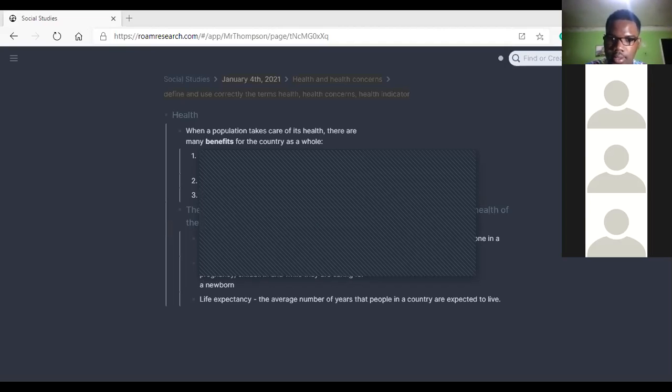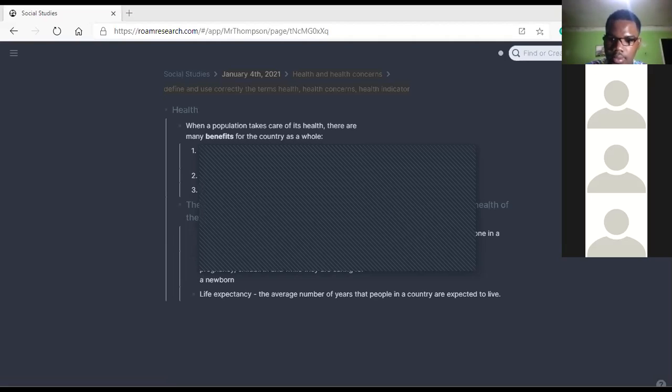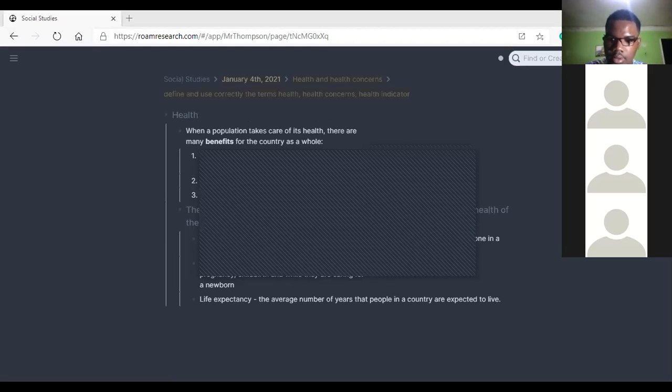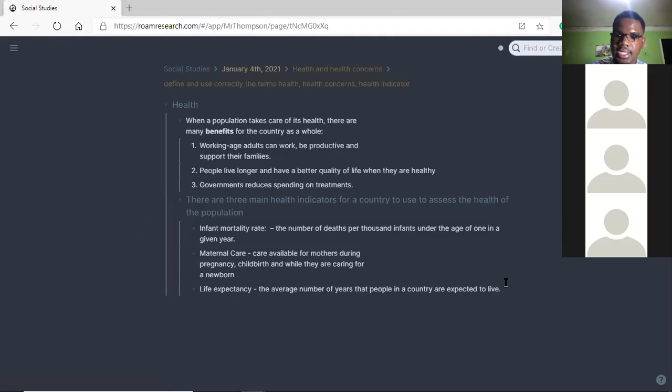Let's go back here. What did I do? What did I do? Okay. Oh, my mind slipped me for a second. Okay, let's go back here. There we go. Okay, so look at this diagram for me.